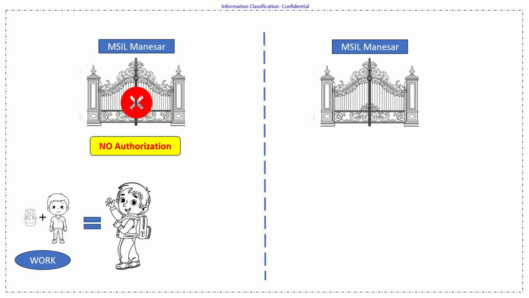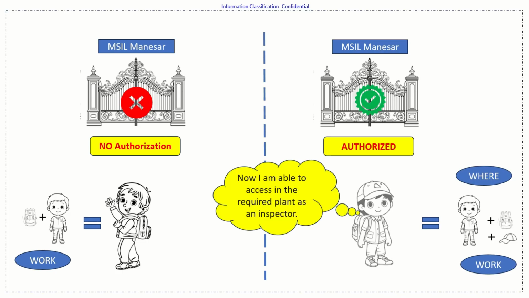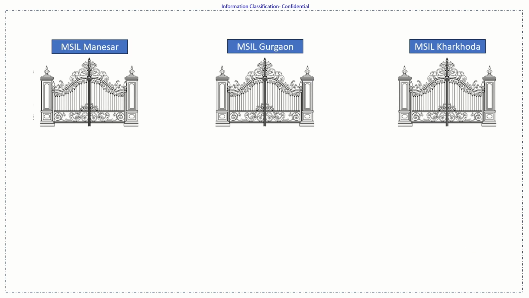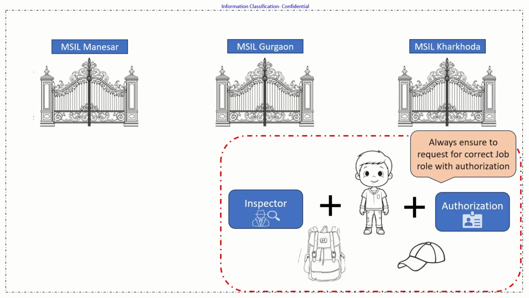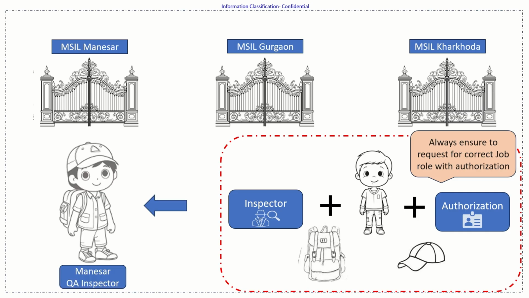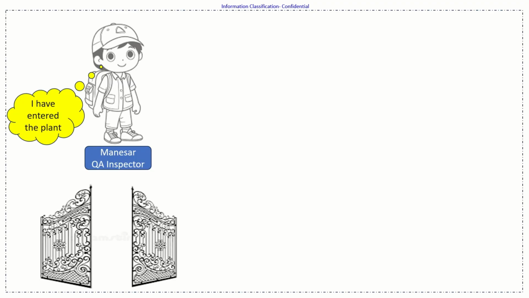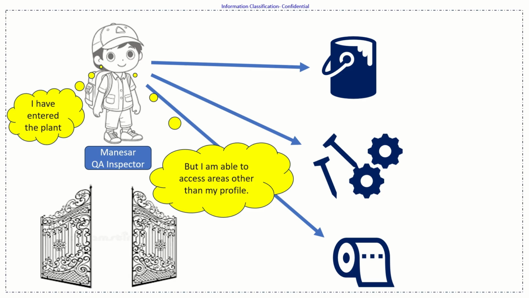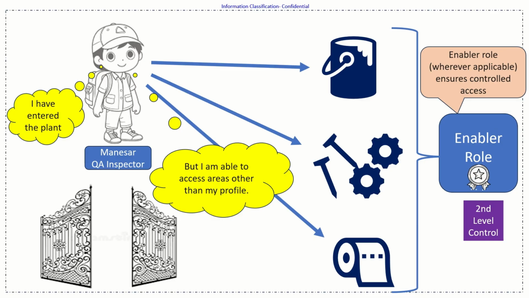Now when Bharat tries to access, having both the bag and the cap, that is inspector role and authorization, he is able to perform the transactions. So we infer that user must ensure to request correct job role with authorization for seamless experience. Now Bharat enters the plant. But wait, he is able to access areas other than his profile. This establishes the need of enabler role.